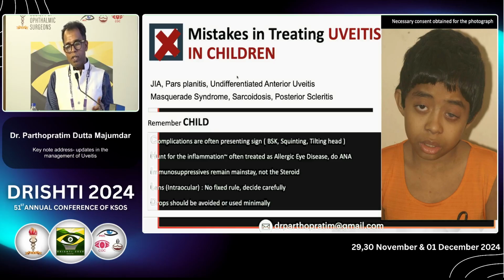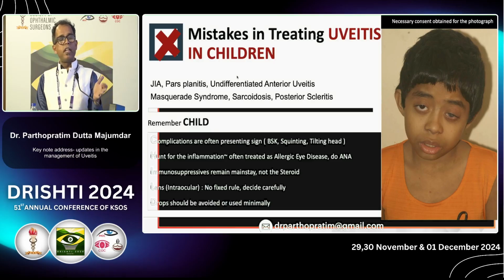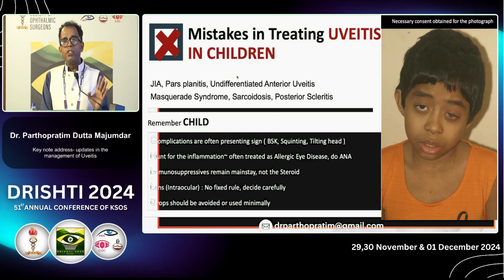Hunt for the inflammation. Because JIA is a white eye uveitis, it is often treated as an allergic disease. So you have to sometimes take them for examination under general anesthesia. Immunosuppressives remain the mainstay. Don't treat children with uveitis with topical steroid. Steroid drops are not for the children. Always rely on the immunosuppressive, and you have to understand that for intraocular lens, there is no fixed rule. You have to carefully see whether the child's inflammation is controlled or not. Otherwise, just leave the child aphakic.